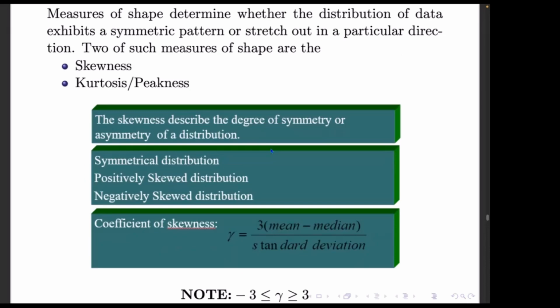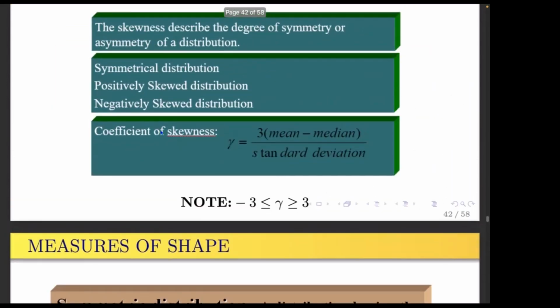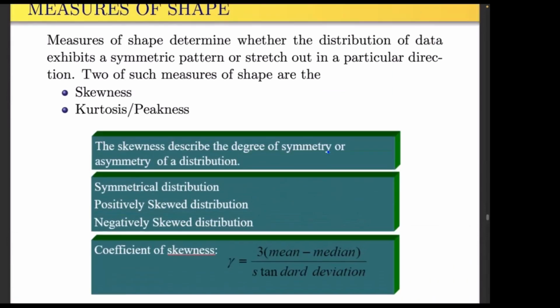So this is the tail. When the tail is going to the right, it is right skewed or positively skewed. When the tail is going to the left, it is left skewed. But when it is in the middle like this, it is symmetric. To find the coefficient of skewness, it is 3 times the mean minus the median, all over the standard deviation. That is how to find the coefficient of skewness.